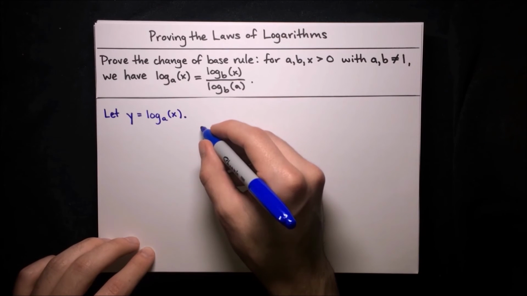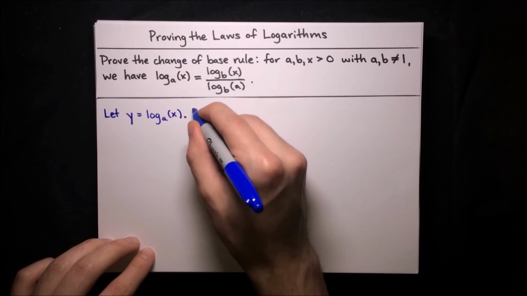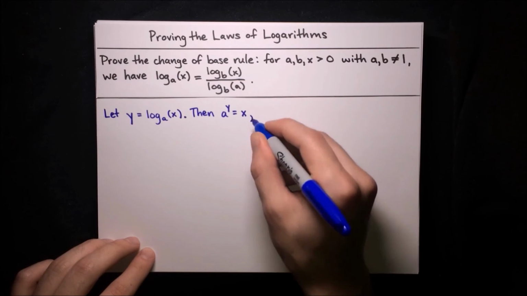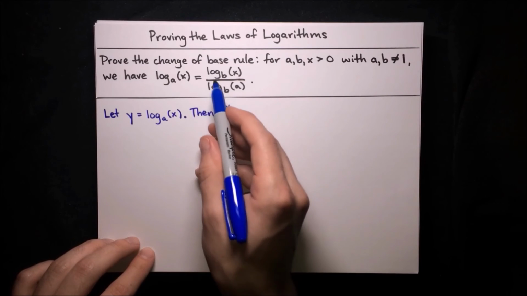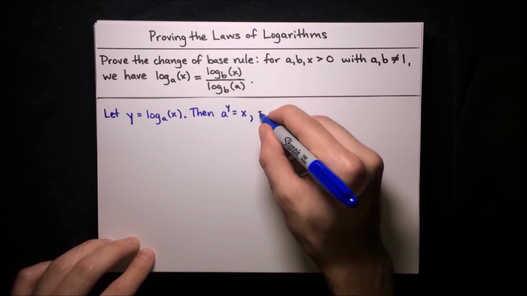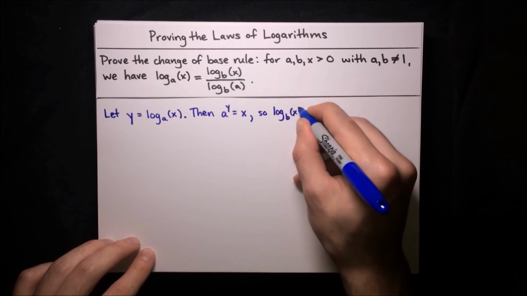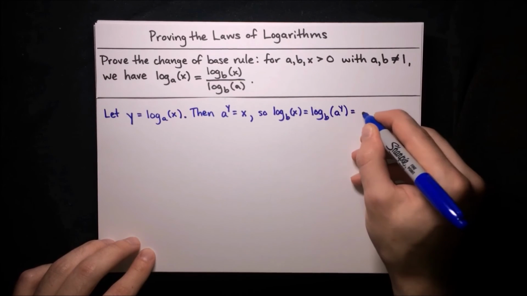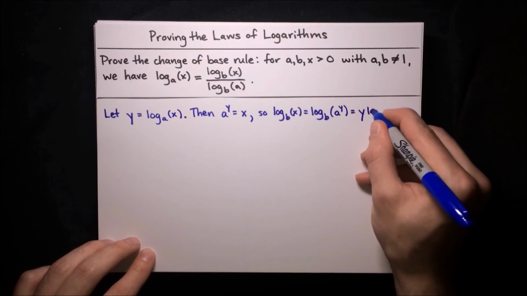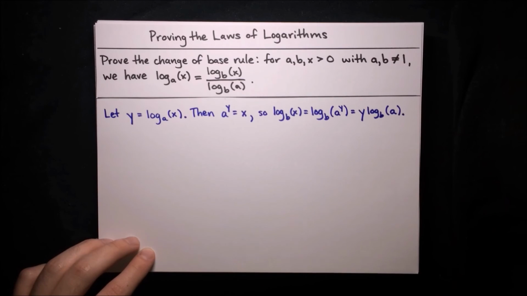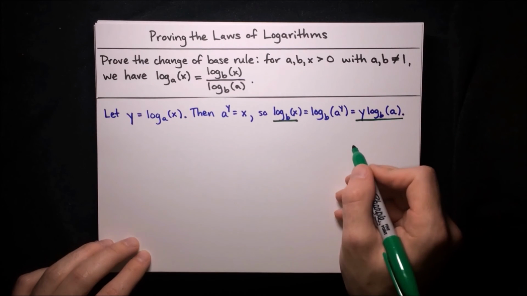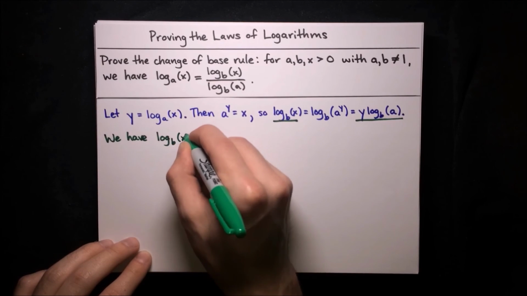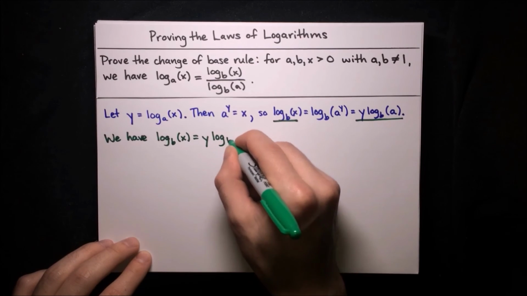And the reason for doing this is that we can turn this into an exponential equation. A to the y equals x. So then a to the y equals x. So that means we have a formula for what x is in terms of a and y, and we can sub that into this log base b of x, and we'll get an interesting result. So then log base b of x is equal to log base b of a to the y, and using the power rule, that's just the exponent on the a that pops out, y, then times log base b of a. So to recap that, we have that log base b of x is equal to y times log base b of a. Let's write that down. We have log base b of x is equal to y times log base b of a.